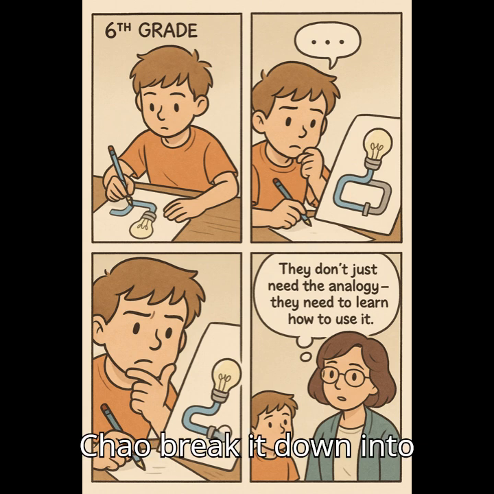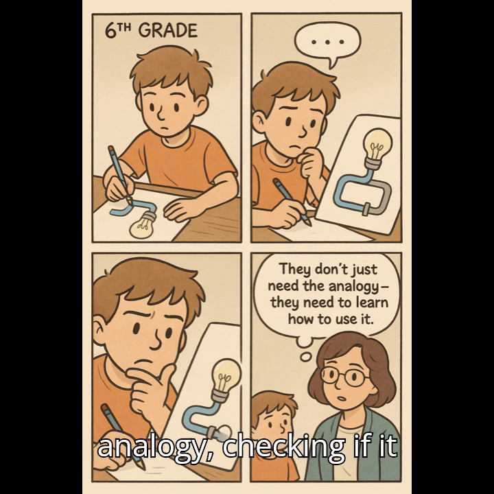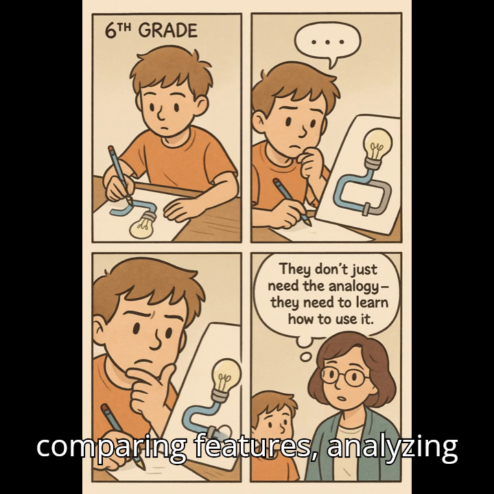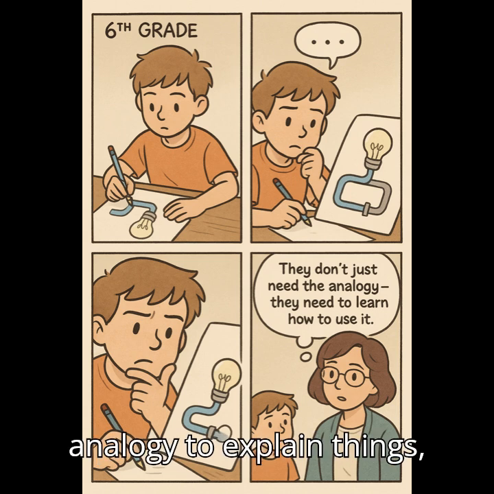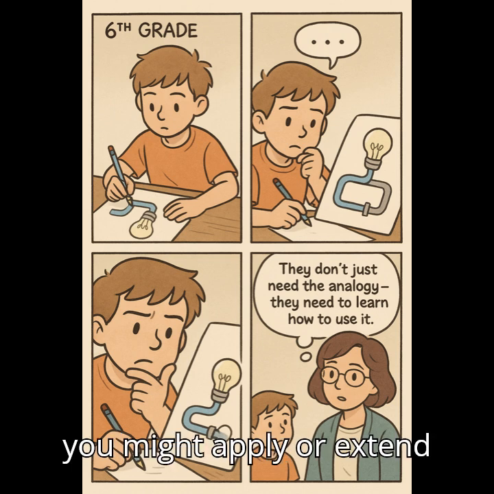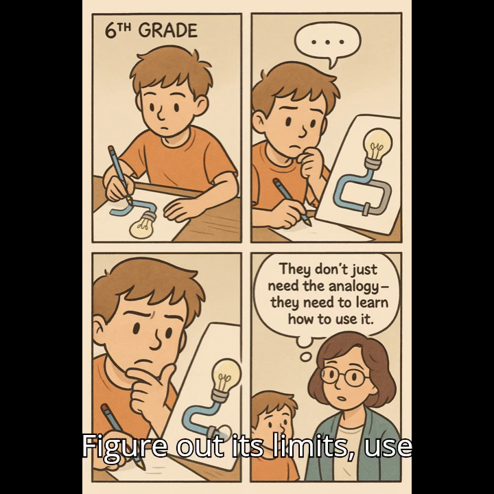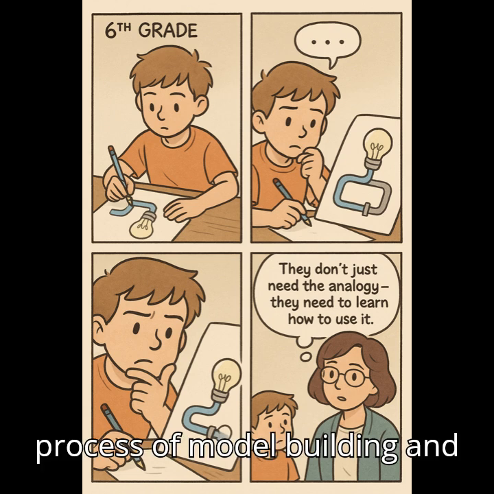Lin and Chow break it down into steps, drawing on other research. Things like selecting or building an analogy, checking if it actually fits the target by comparing features, analyzing where it works and where it breaks down, using the analogy to explain things, and then thinking about how you might apply or extend that analogy. So it's like find an analogy, test it, figure out its limits, use it, maybe even improve it. Exactly. It's an active process of model building and refinement.